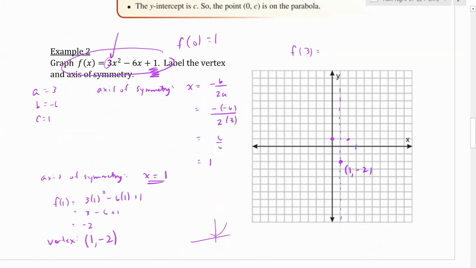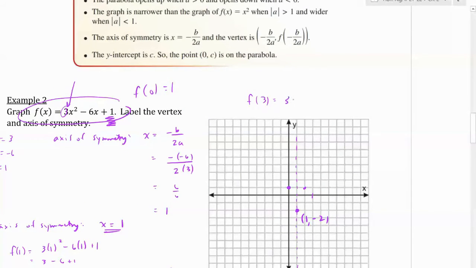3, dang, what's it doing? There it goes. 3 times 3 squared minus 6 times 3 plus 1. 3 times 9, there's 27, minus 18 plus 1 more. So 27 minus 18 is 9 plus 1, there's 10. So when I plug in a 3, I'm going to get out a 10.